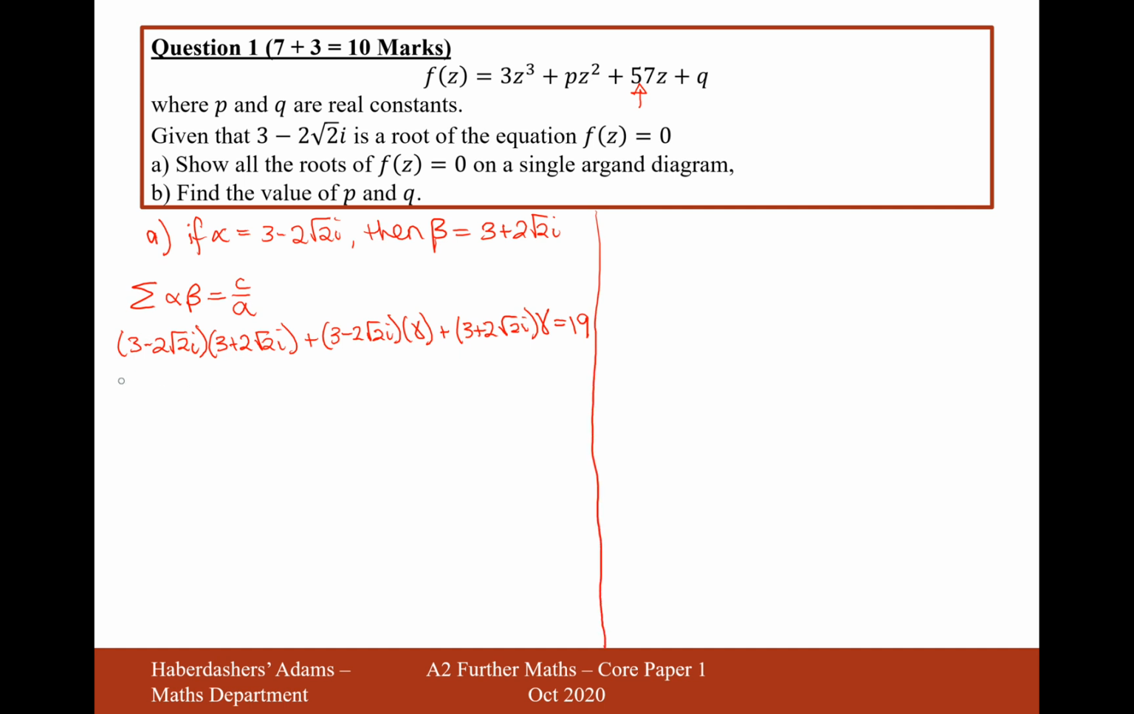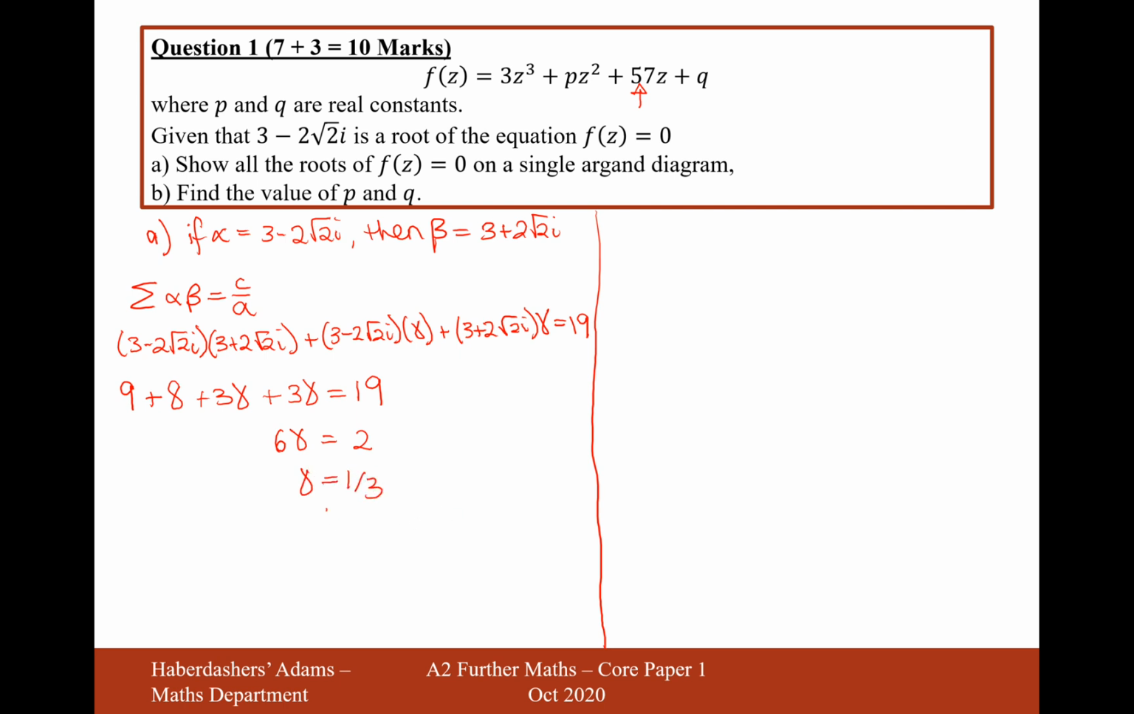Okay, so the next stage will be to expand all these brackets. It's going to be 9 + 6√2i − 6√2i, so that would just cancel, and then it's going to be 2√2 times 2√2, that would be 8. It would be a minus, but then i squared would give us another minus, so it would just be plus 8. Then it's going to be plus 3γ, and then minus 2√2iγ and plus 2√2iγ, so that will cancel out. So then the next bit would just be 3γ again, equals 19. Let's then subtract the 9 and the 8 onto the other side, and that would be 6γ = 2, so therefore γ = 1/3.